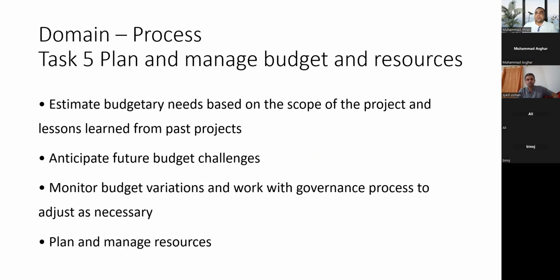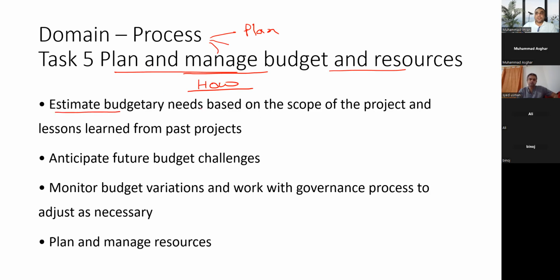Task 5 says plan and manage budget and resources, which means, if you remember, PMI always has one thing in common: you have to plan everything. So we have 10 knowledge areas, so we have 10 management plans. We have management plans for scope, requirements, schedule, cost, quality, risk, resource, procurement, communication, and stakeholders. Once we have all the management plans, the purpose of a management plan, as we discussed, is that it defines how. It defines the strategy of how we will do a particular work.